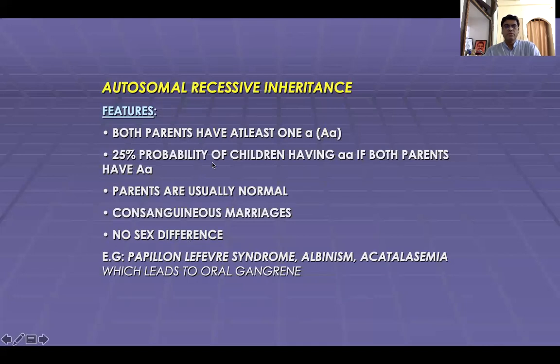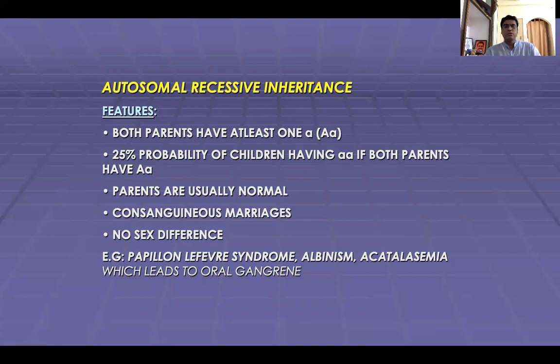Autosomal recessive inheritance features include that both parents have at least one affected gene, that is small a. That means both parents should have the capital A small a combination. Then there is a 25% probability of children having both small a's if both parents have capital A small a, that is, one affected and one normal gene.